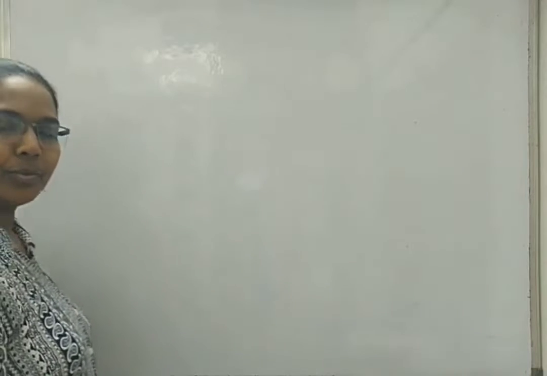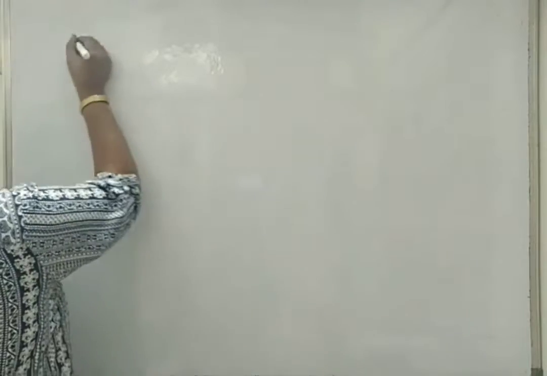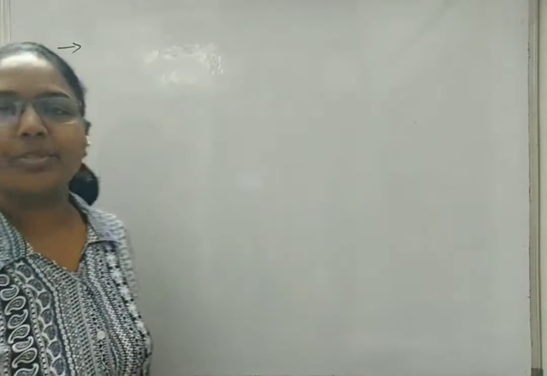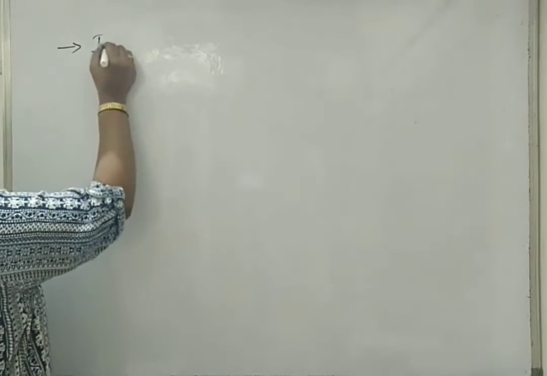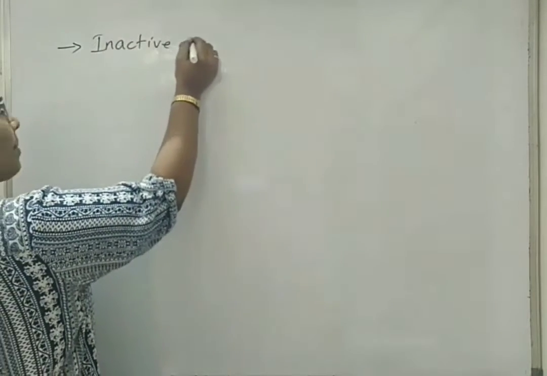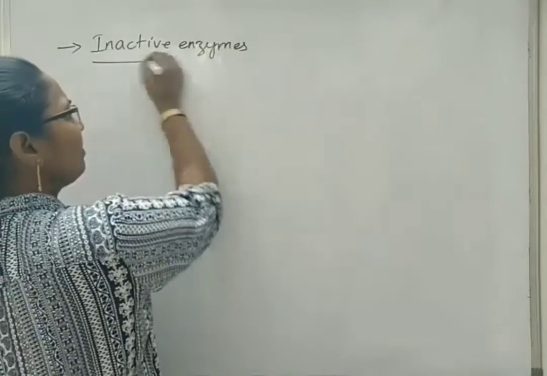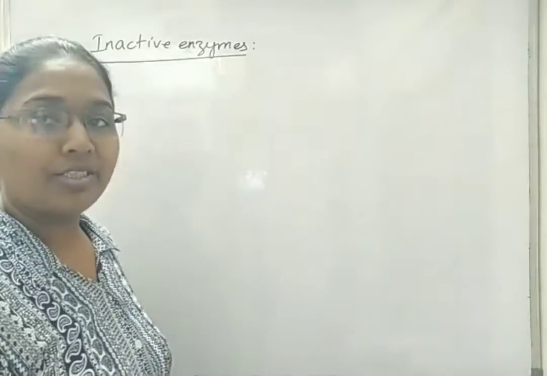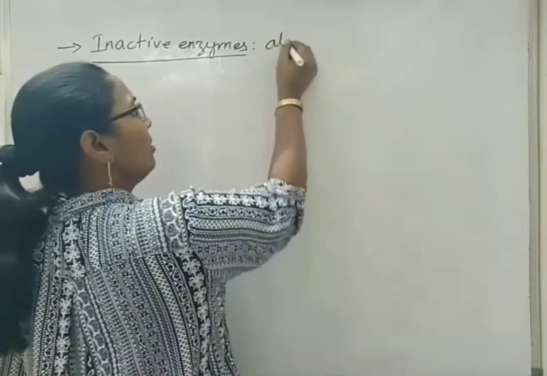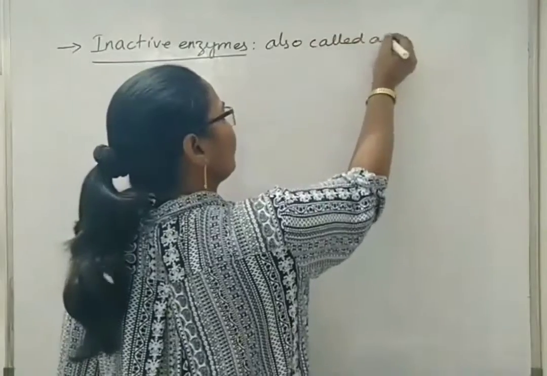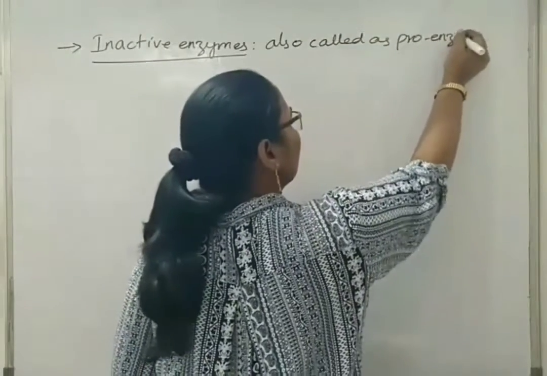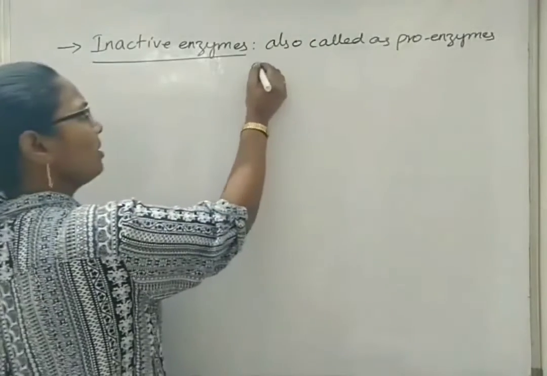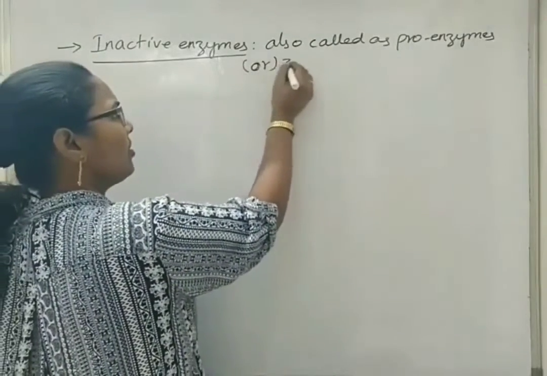Now we will see different forms of enzymes and different uses of enzymes. In animal body, some types of enzymes are produced in inactive form and later they are getting activated by chemical substances. Those are called inactive enzymes. So, inactive enzymes are also called proenzymes or zymogens.